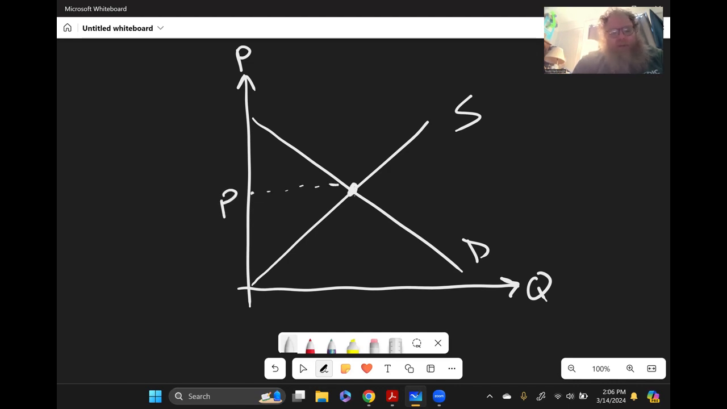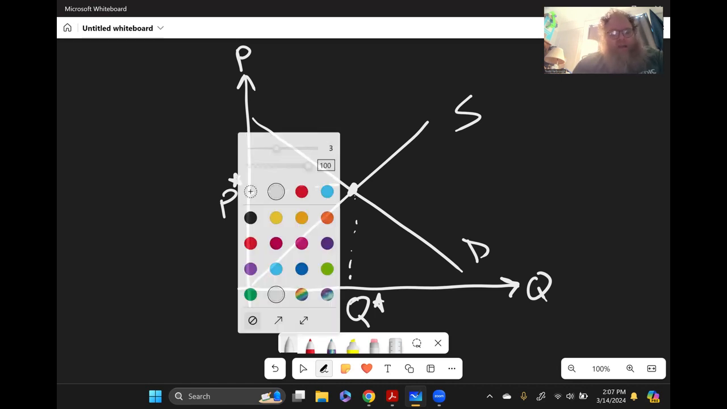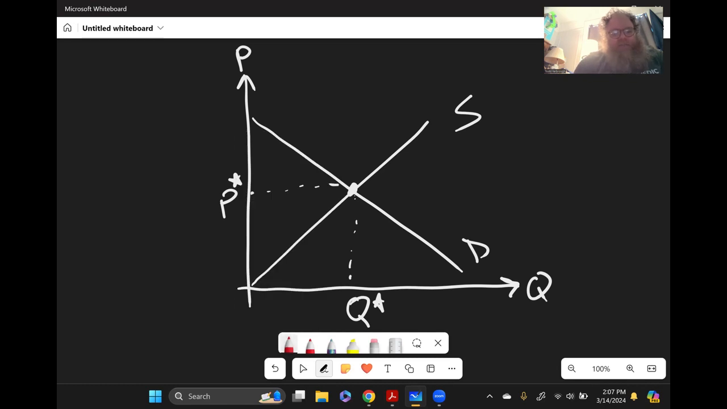So we have some market price, we'll call that P star. We have some market quantity, we'll call that Q star. And then the government comes in and they impose a tax. Let's do that in red. People don't like taxes, so we'll illustrate with red. So the government taxes, and it creates a price paid by consumers and a price received by producers. And the distance between these two is the tax itself.